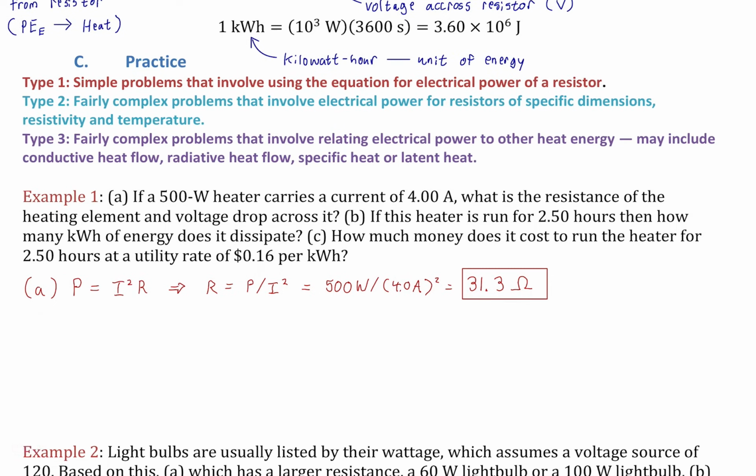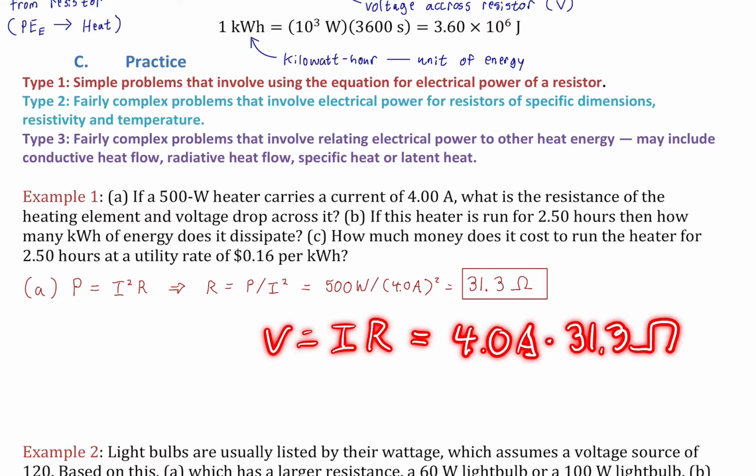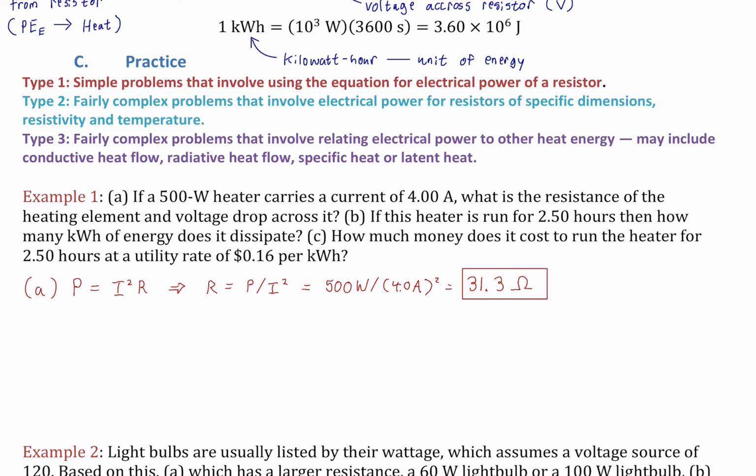Now, I only solved for the resistance here. If we want to find the voltage drop, it would simply be a matter of using V equals IR, which would be 4 amps times 31.3 ohms. It's just Ohm's law. And so that would give us a voltage drop of approximately 120 volts. But again, I didn't include it here. I'm going to need to do a revision on this anyway, so I'll include it when I upload these notes.